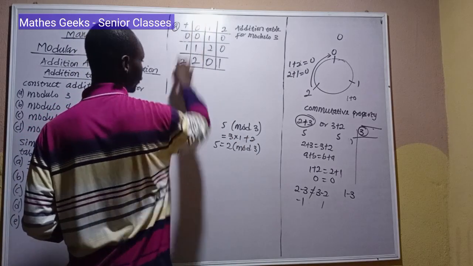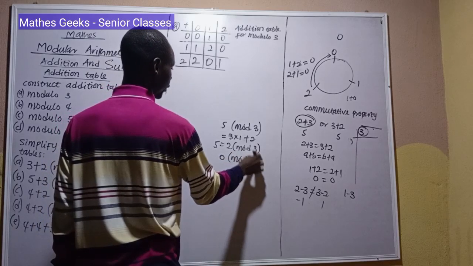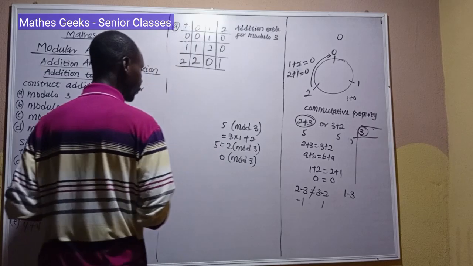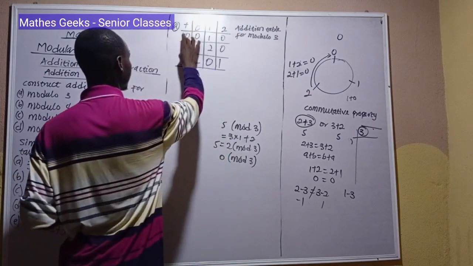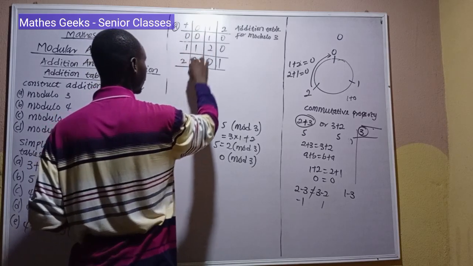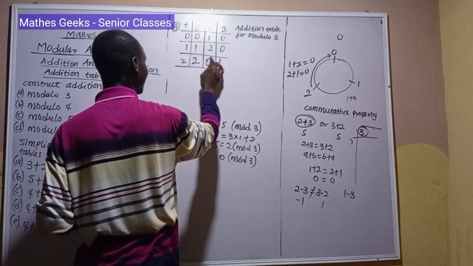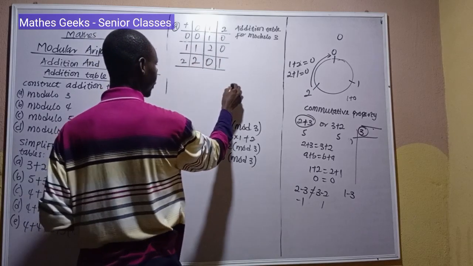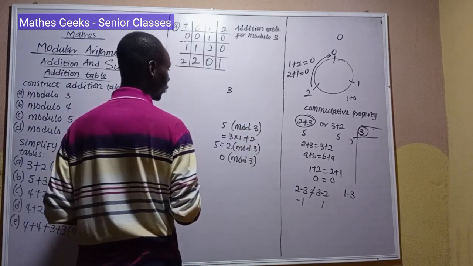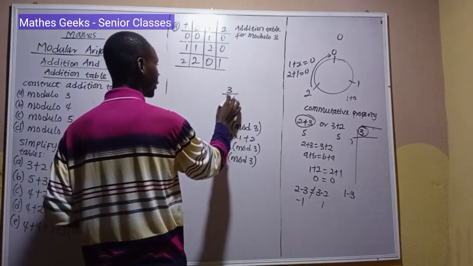So for instance, 0 in mod 3 is 0. So all you need to do is fill up the table. 0 plus 0 is 0, 0 plus 1 is 1, 0 plus 2 is 2, 1 plus 0 is 1, 1 plus 1 is 2. Now 1 plus 2, at this point, you see that 1 plus 2 is 3, but 3 is equal to the mod we are carrying out this addition in. So what we'll do is reduce this, find the remainder.